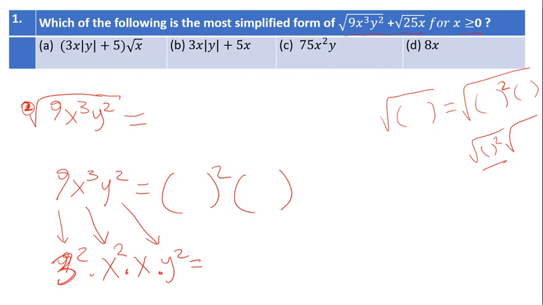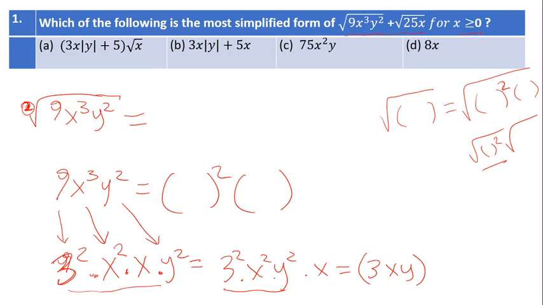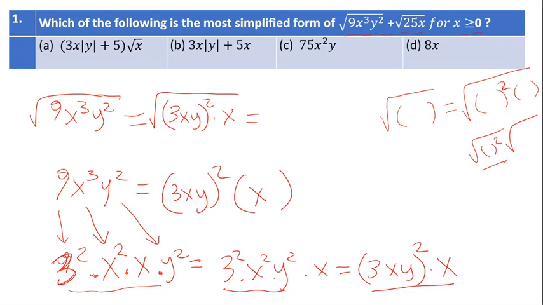Then you can use the commutative property of multiplication and write 3 squared x squared y squared times x, change their places, and then you can write this as (3xy) squared. It's the property coming from the exponents. So now we have square root of (3xy) squared times x. No need to write the index 2 here. We can separate these two, this is multiplication: square root of (3xy) squared times square root of x.